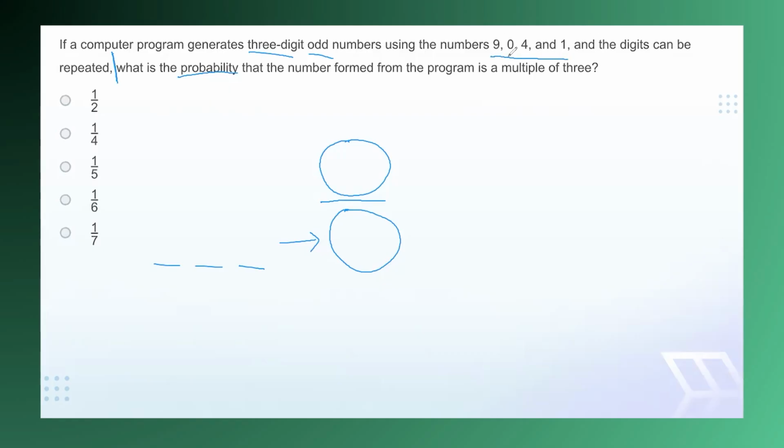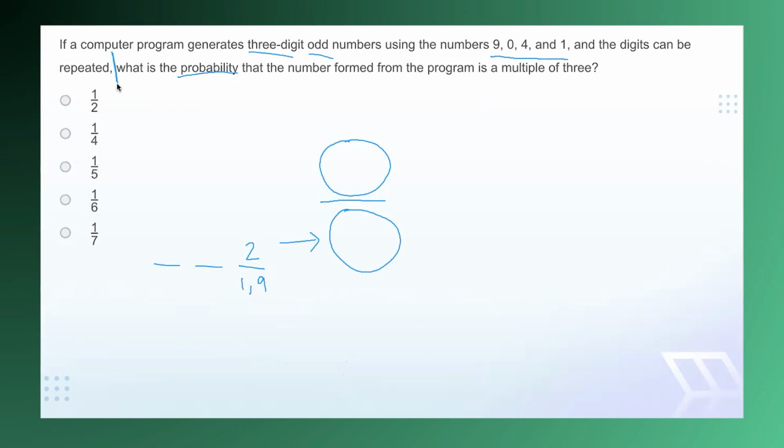Well, the only odd ones are 1 and 9. So those are my only 2 options for my last slot, giving me 2 options for that last slot. Okay, moving on to our middle slot. Now, our middle slot does not have any restrictions other than that it has to be these digits.